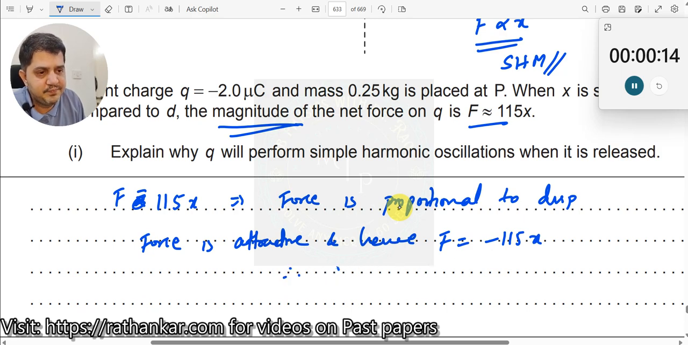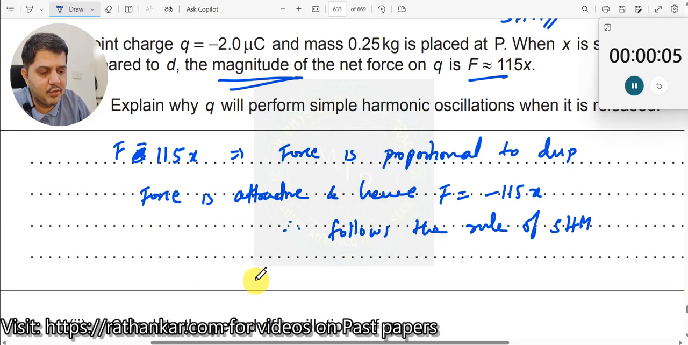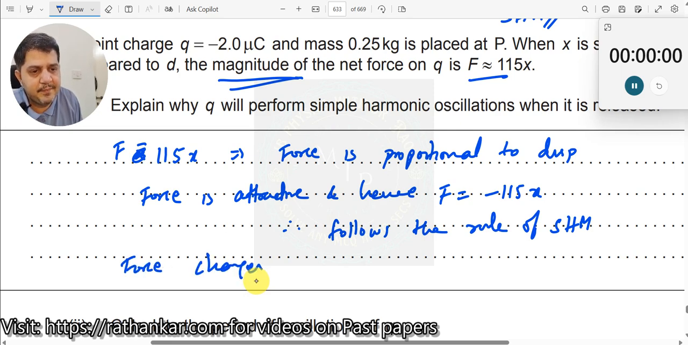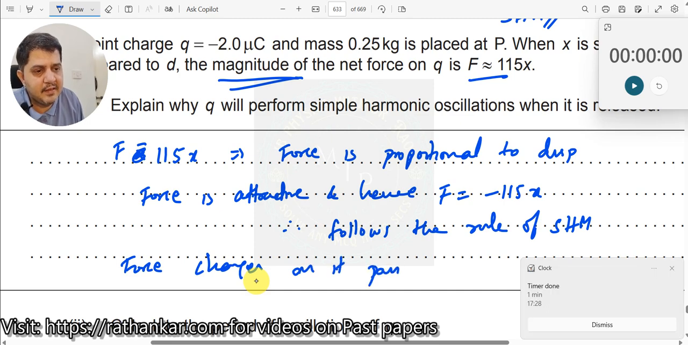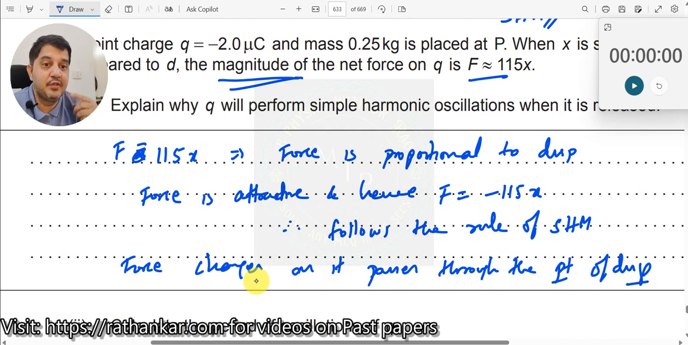Therefore it follows the rule of SHM. You can write this also. Okay, so that is for 2 marks. Or you can say force changes as it passes through the point of displacement. What force changes? The restoring force changes. Not only the value, the direction also changes. So all these are characteristics of SHM. Therefore it is an SHM, right? You have to write it in detail.